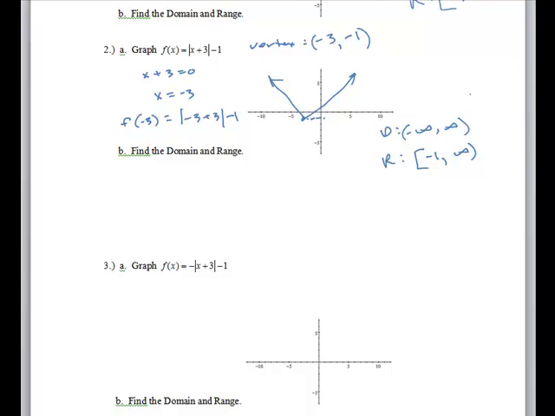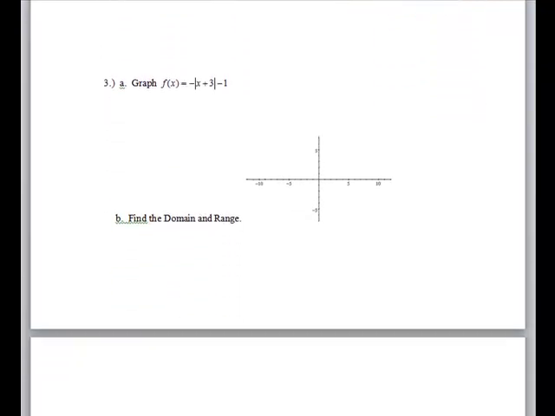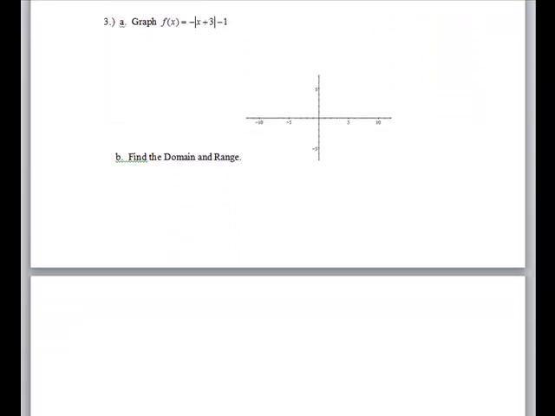And example 3, similar function to example 2. The only difference here, now we have a negative in front of the absolute value. f of x is equal to the negative absolute value of x plus 3, minus 1. The vertex is still exactly the same. It's still at the point negative 3, negative 1. But what that negative does in front of the absolute value is it's basically a reflection over the x-axis. In other words, it makes that V open down.